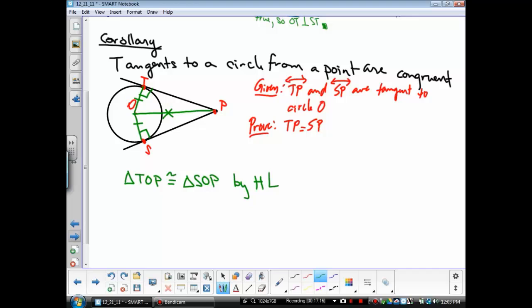Does this mean that TP has to equal SP? Why? When the triangles are congruent, all their corresponding parts are congruent. So, because of CPCTC, corresponding parts of congruent triangles are congruent, TP will have to be congruent to SP. And that is the end of the proof of this corollary.